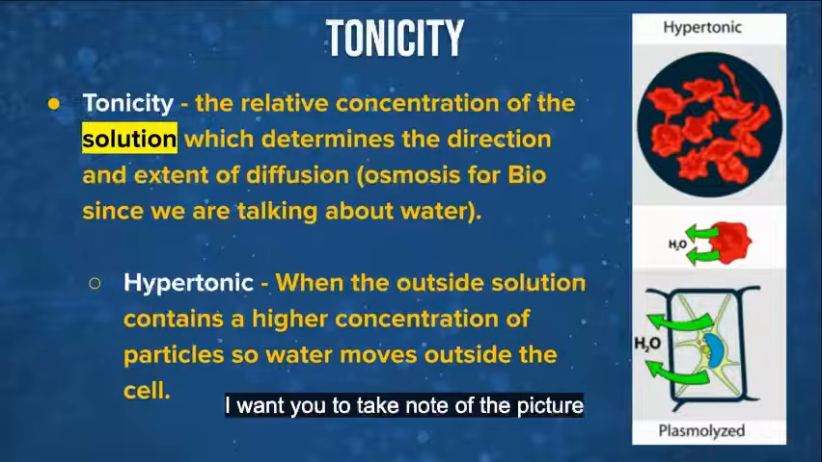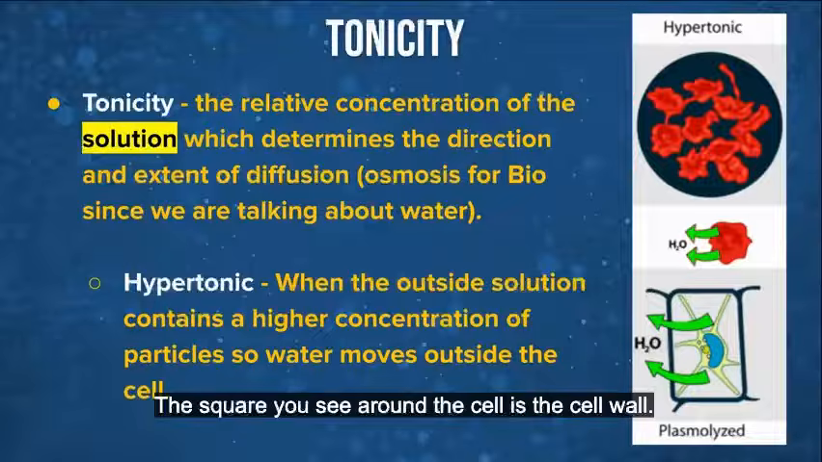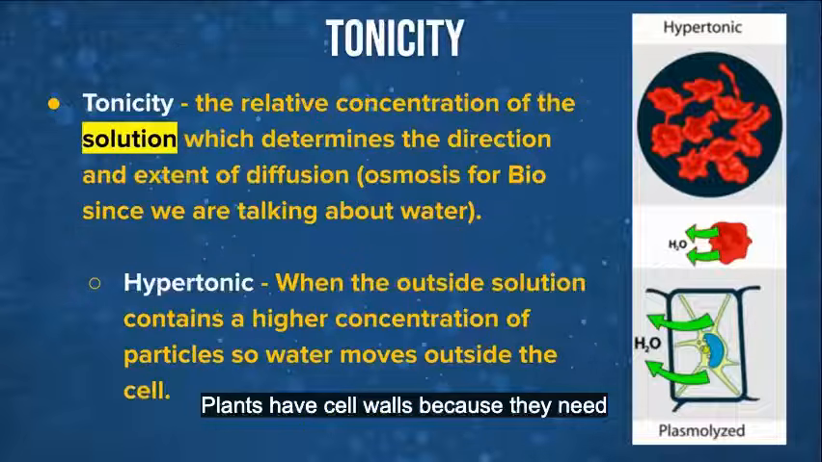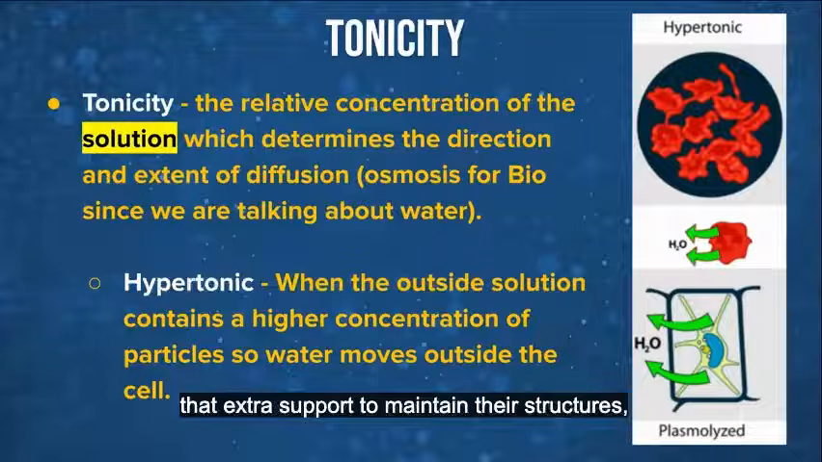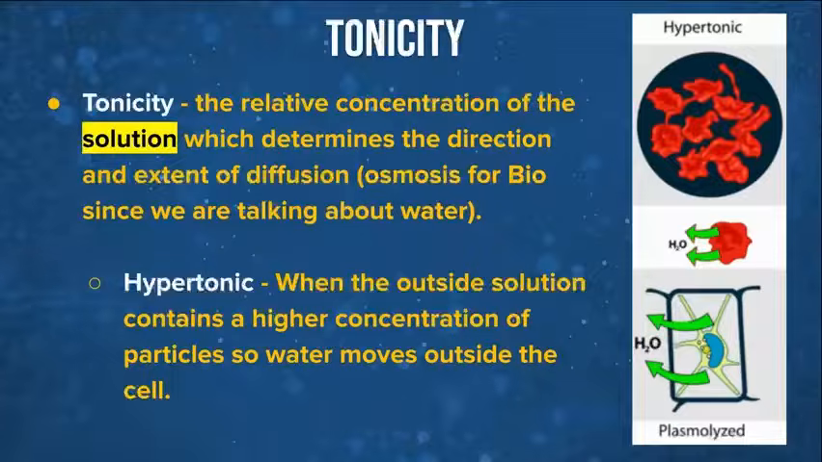I want you to take note of the picture at the bottom. It's a plant cell. The square you see around the cell is the cell wall. Plants have cell walls because they need that extra support to maintain their structures, and plants are always bringing water in and out of their cells, so they need that to maintain their appearance.